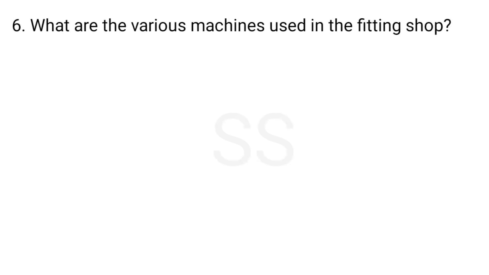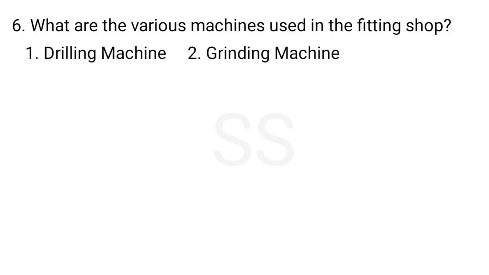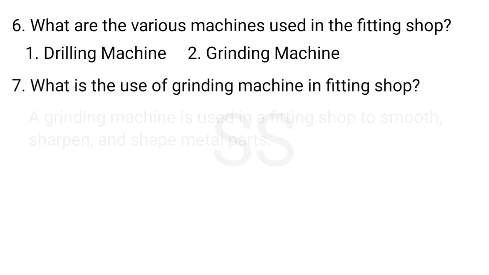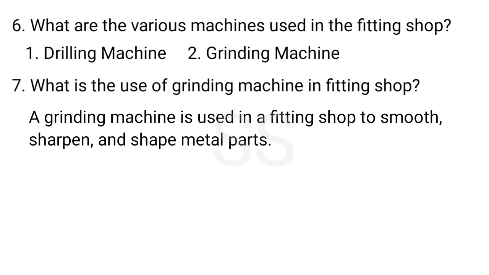What are the various machines used in fitting shop? We have used two machines in fitting shop. Those are drilling machine and grinding machine. What is the use of grinding machine? A grinding machine is used in a fitting shop to smooth, sharpen, and shape metal parts. It helps remove rough edges, polish surfaces, and sharpen tools like drills and chisels. Since grinding gives a fine finish, it ensures parts fit together perfectly. It's also useful for hard metals that other tools can't cut easily.